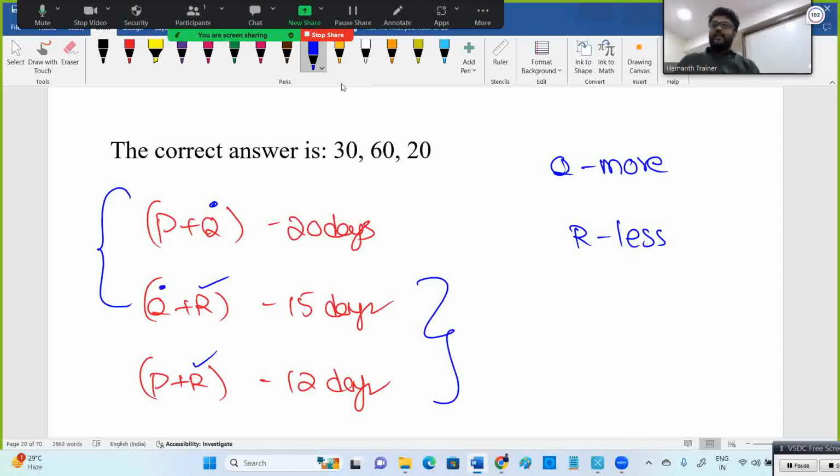So you can verify like that. You can see that with the values here also. R takes less time, Q takes more time, P is in between them. But if they want the exact number, we need to work it out. But if they ask who is working fastly and who is working last, this logic works.